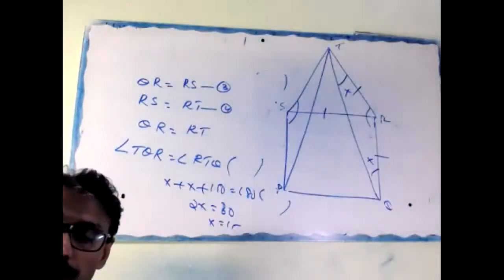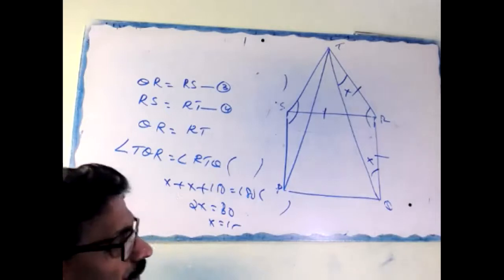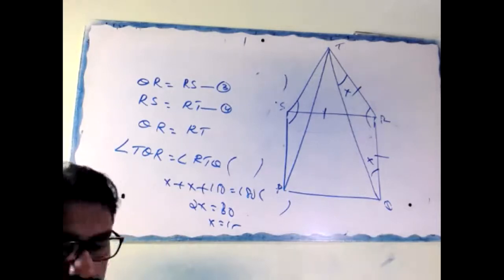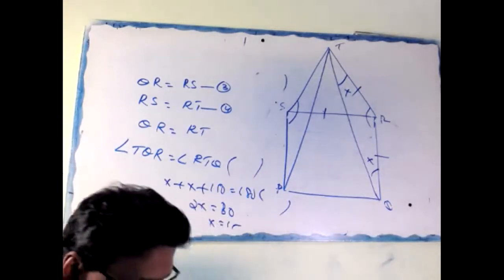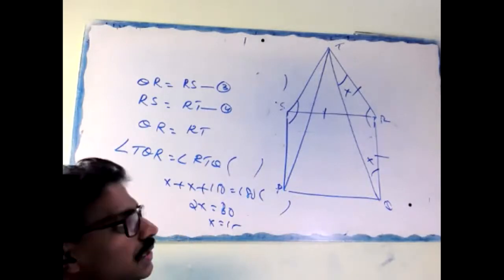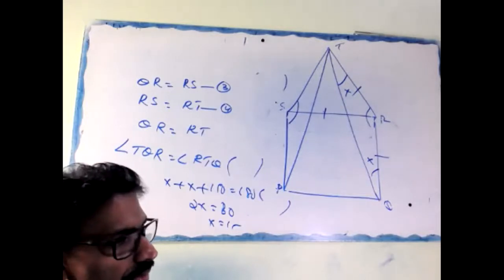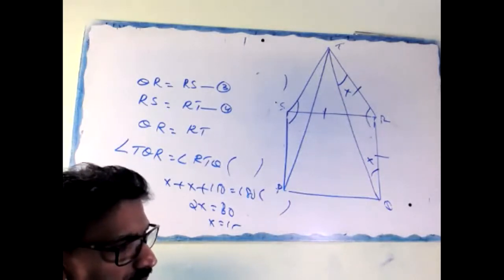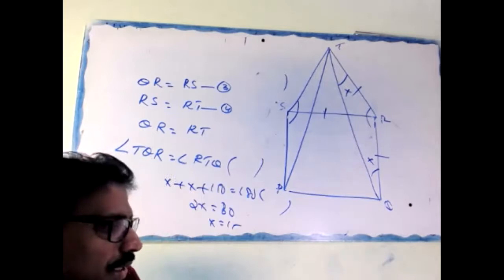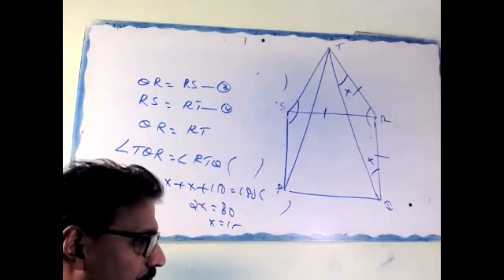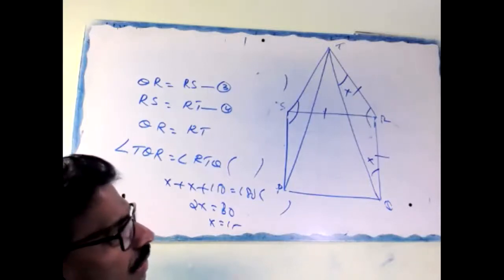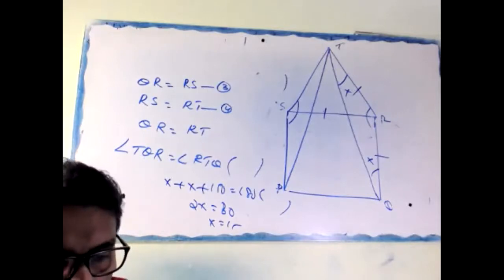I think you already used 1 and 2, right? So you write QR equal to RS, number 3, sides of a square. Then RS equal to RT, number 4, sides of an equilateral triangle. From 3 and 4 we got QR equal to RT.